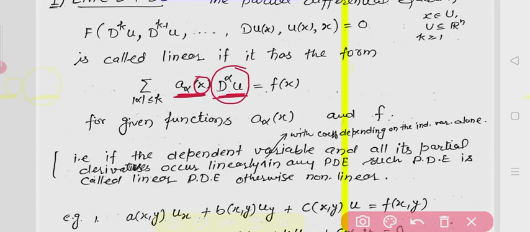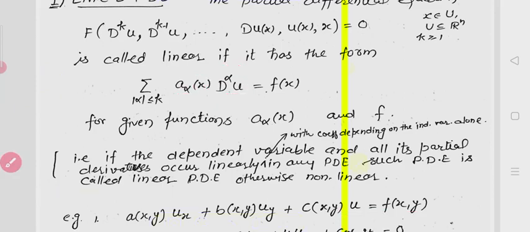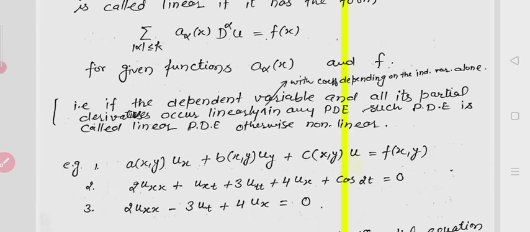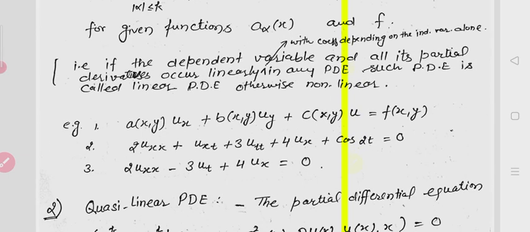If it is not linear, then it will be non-linear. And non-linear is further divided into quasi-linear, semi-linear and fully non-linear, which we will discuss further. Now let us take some examples for the linear PDE.